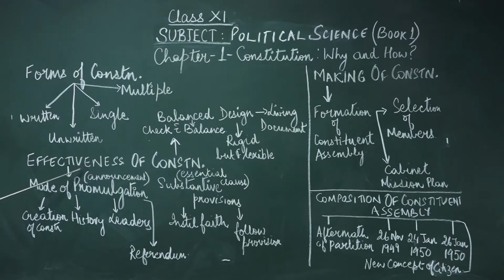Our next topic in the textbook is effectiveness of constitution. The first point in it is mode of promulgation. Promulgation means announcement. How was the constitution announced? What was it based on? How did we decide that this is what we are going to put in the constitution? Who did it? So the first thing that comes to our mind is creation of the constitution. It was important that we have good people who write our constitution, who make a constitution which becomes successful. Second thing was the history had to be kept in mind.